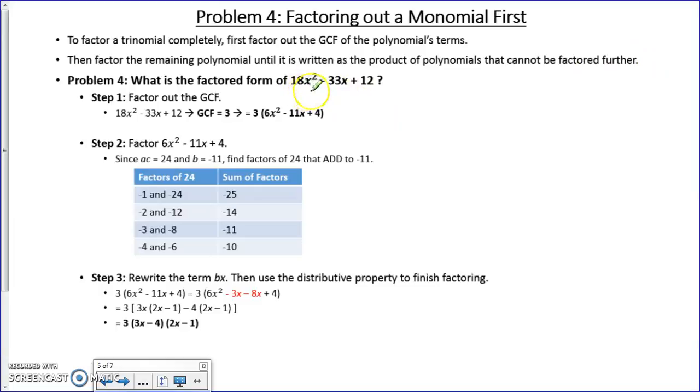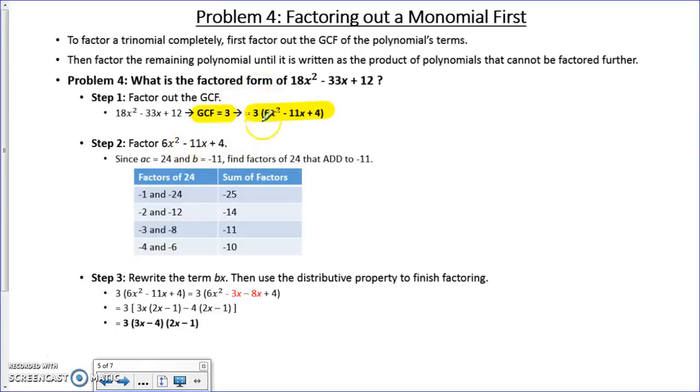So what is the factored form of 18x squared minus 33x plus 12? First you see, these are kind of big numbers. Maybe there's a GCF. The GCF is 3. When you factor out a 3, you're left with 6x squared minus 11x plus 4. Now, I want to make something very clear.